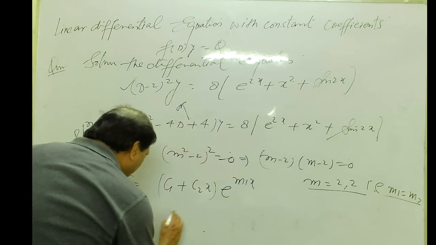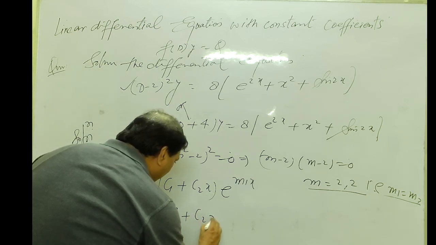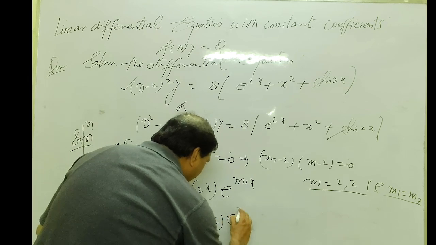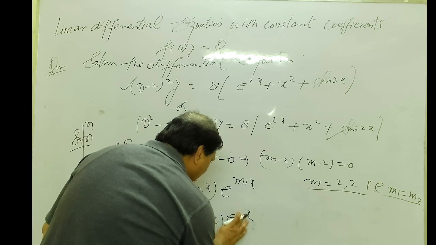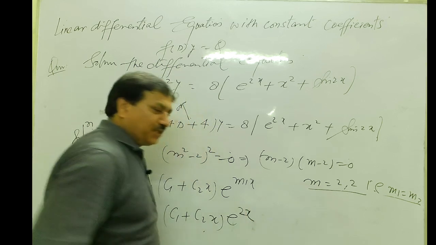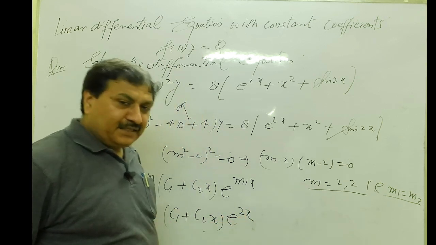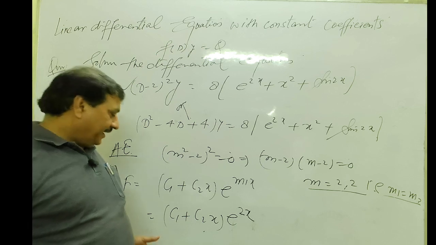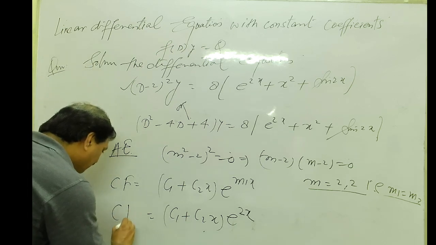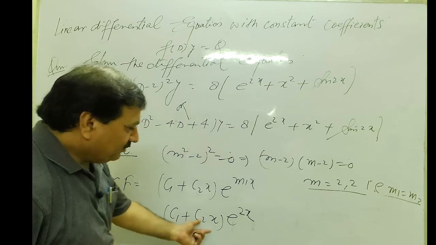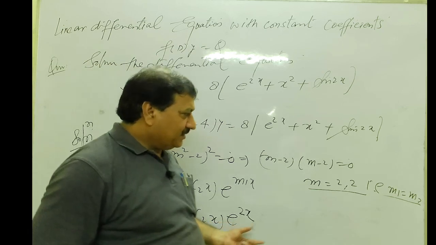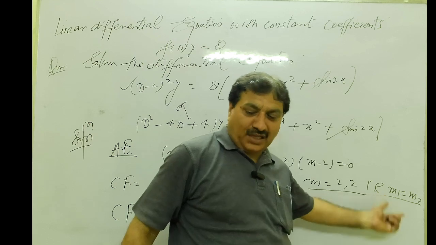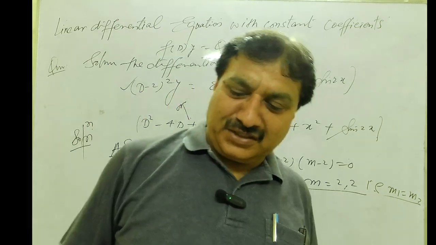That means the complementary function is (c1 plus c2 x) e to the power 2x. This is the complementary function. The first part of this question, y equal to CF plus PI, so CF equals (c1 plus c2 x) e to the power 2x. This is the formula when two roots are equal, and the complementary function is complete.